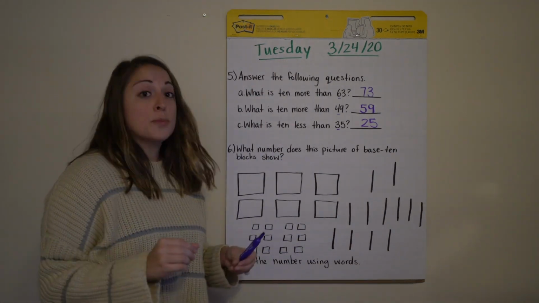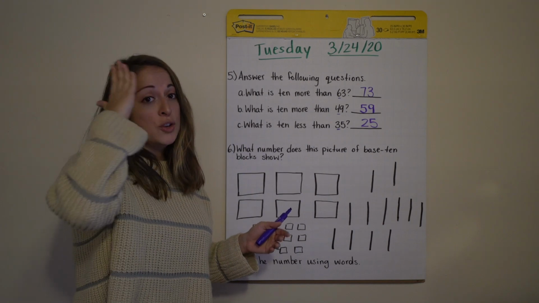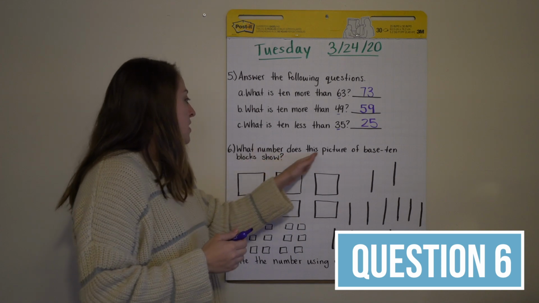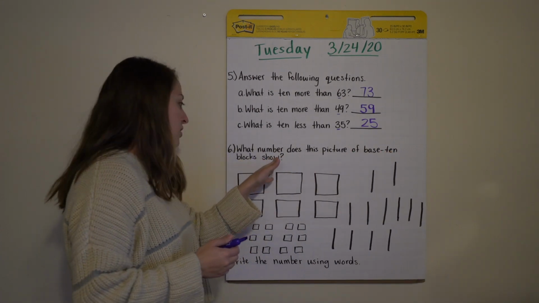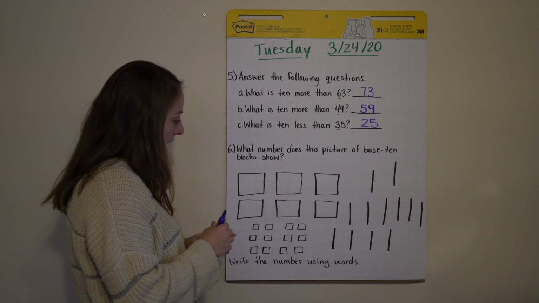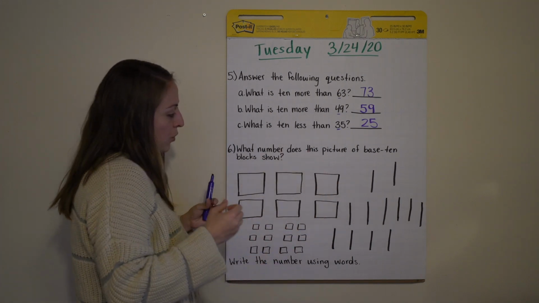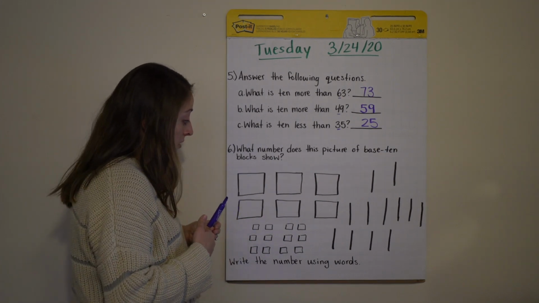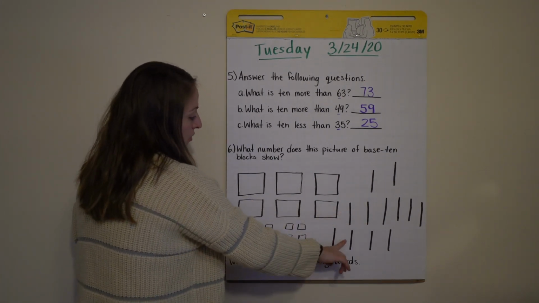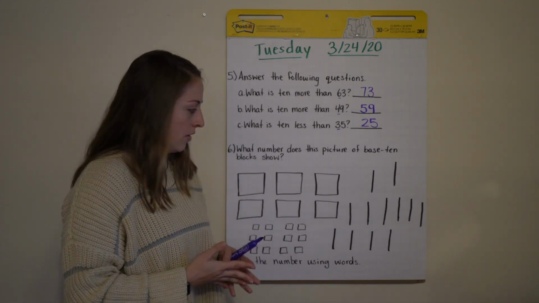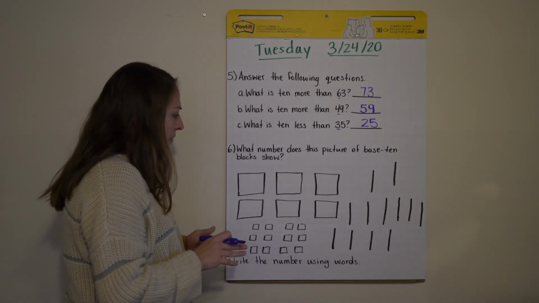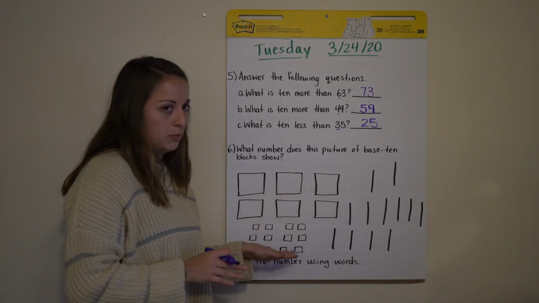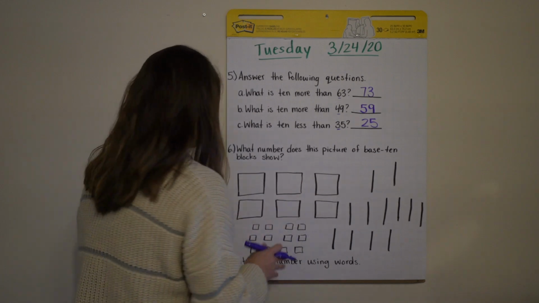All right, one last problem. Kiss your brains. You all have been working so hard, you're almost finished. What number does this picture of base 10 blocks show? Now we have a lot going on here, so one thing I'm going to remind you to do is if you have enough 10s and 1s, you should regroup these so that you don't have to label everything, okay? So let's label our hundreds together, and then we're going to regroup our 1s and our 10s.